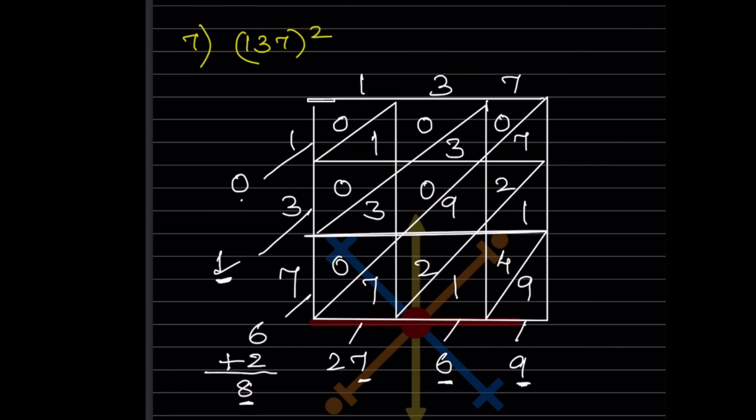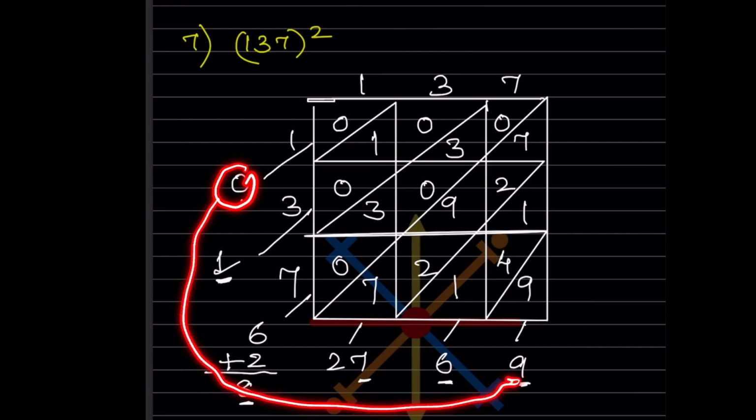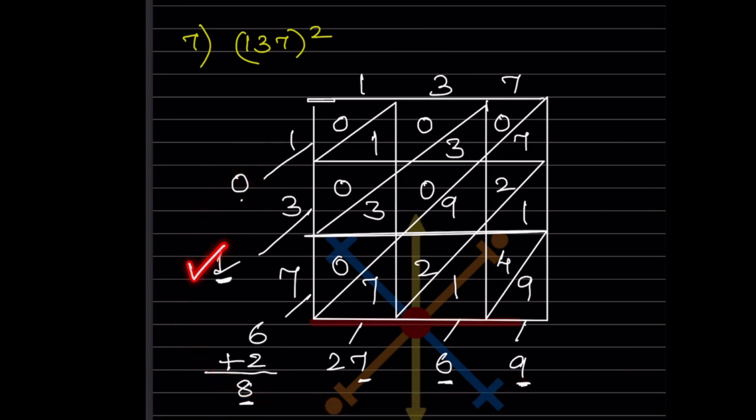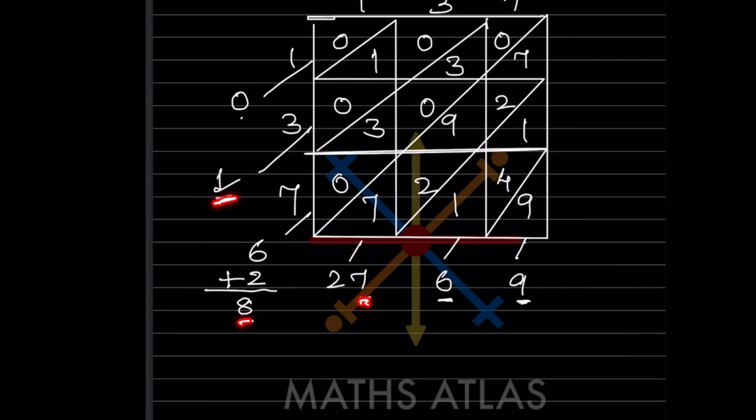Now in this one we are not going to consider the start, because we are going to go from here and here, but in the start it is 0. So usually we are not going to write the 0 at the start; we are going to start with this number. So now all the units place we are going to write over here. So that is going to be 1. So 137 square is going to be 1, then 8769. So this is the answer.